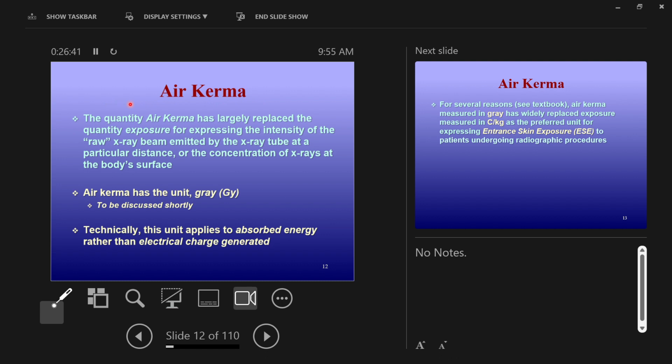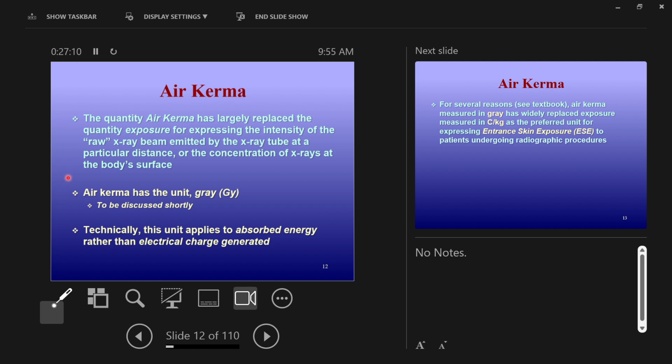Kerma stands for something. It's an acronym. It stands for kinetic energy released per mass, per amount of mass. Okay, basically it's coulomb per kilogram. It's just another way of saying it, air kerma. So if you see air kerma, they're talking about exposure. The quantity air kerma has largely replaced the quantity exposure for expressing intensity of the raw X-ray beam, and that's just it, right? Air kerma is the same as exposure.